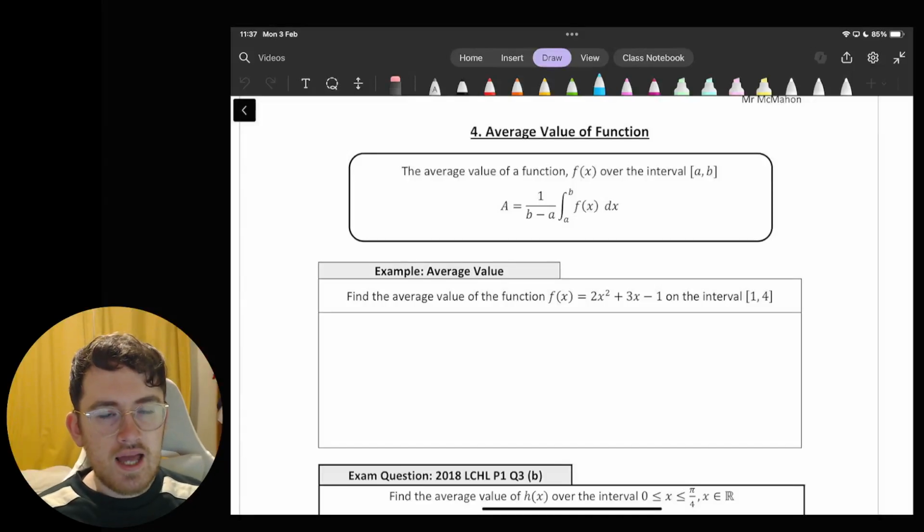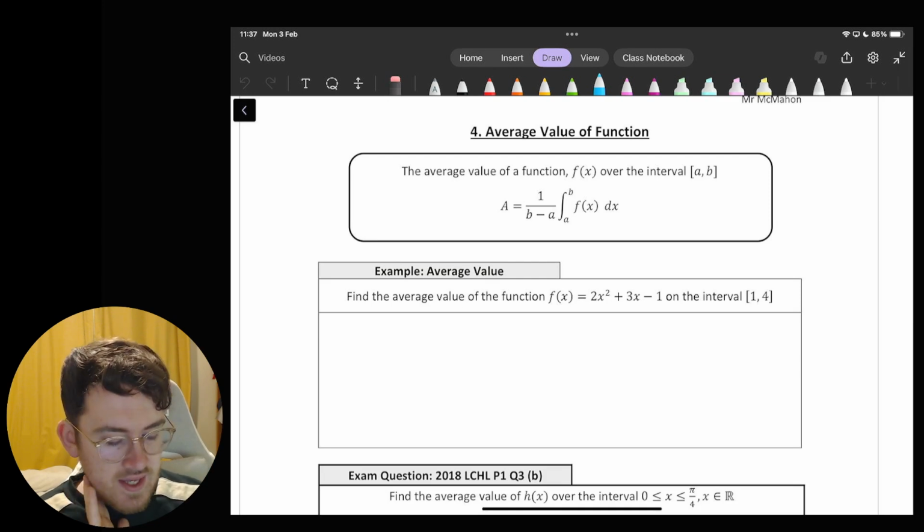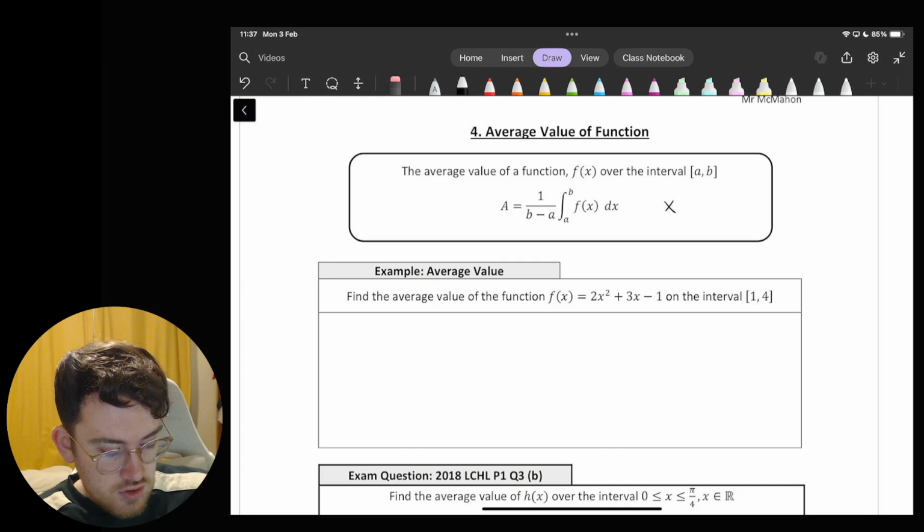Okay, so we're going to look at one of the other uses of integration. Beyond the calculation of area, the other use we have is calculating the average value of a function over a specific interval of x values. The average value is fairly simple: it's 1 over b minus a times the integral from a to b of the function, okay?